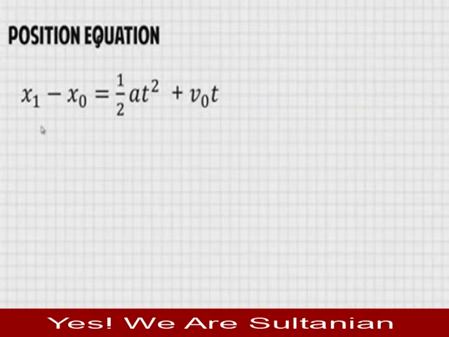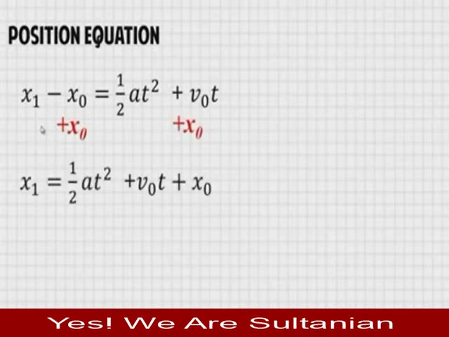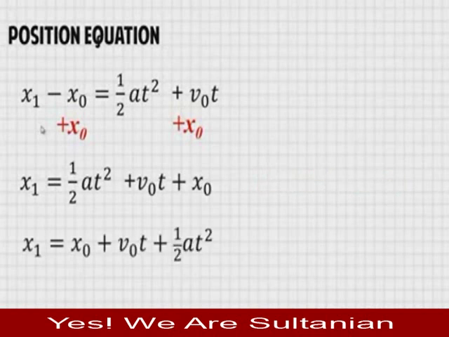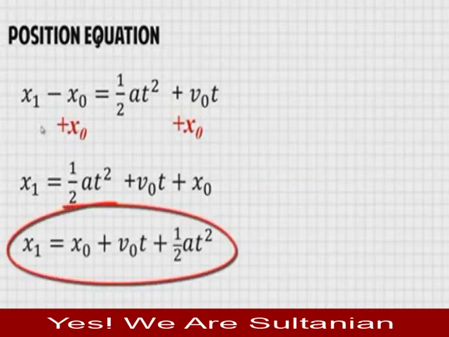We made a substitution. Let's add x sub 0 to both sides, and we get 1/2 the acceleration times time squared plus initial velocity times time plus the initial position. And I like to rearrange that, so I'm going to rearrange the terms. And by rearranging the terms there, voila, we have the position equation, at least for horizontal.